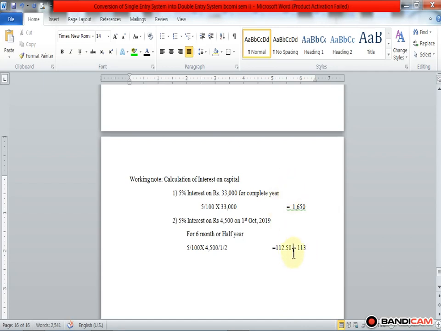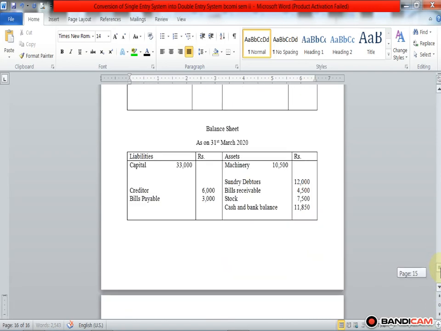So make the total of that interest. The total is 1763. 1763 is the total interest, and that interest is added in capital, and the second effect is given to the debit side of the profit and loss account.